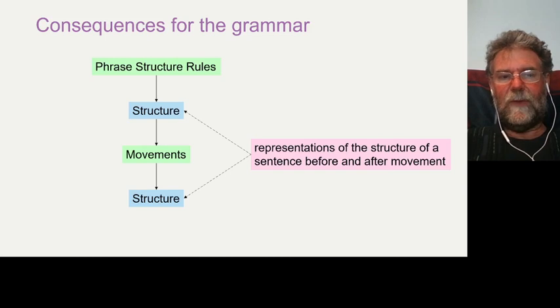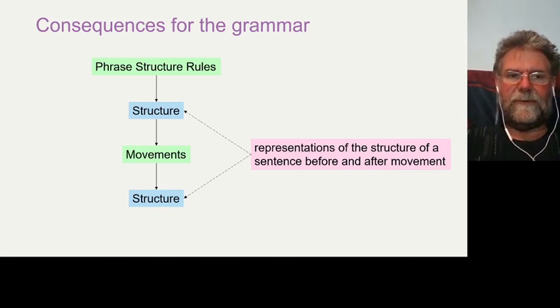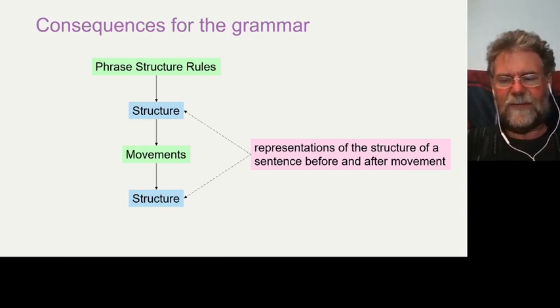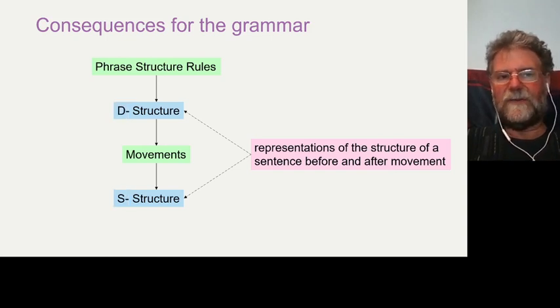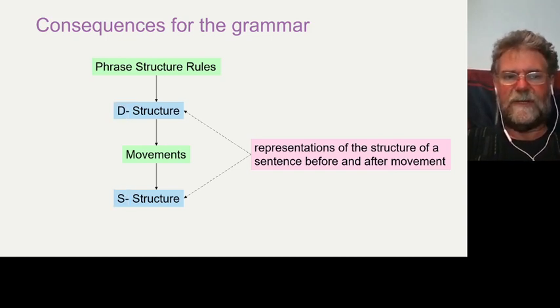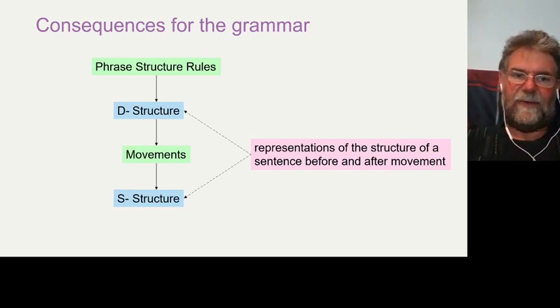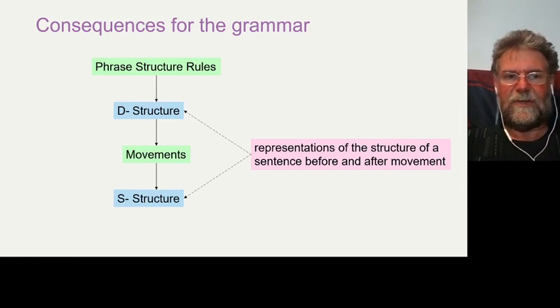So, essentially then, for every sentence, there's going to be a way of representing the structure of the sentence before anything moves, and we're going to have a way of representing the same sentence after movements have taken place. In order to separate those two, we call them different things. We call the kind of structure you get before movements D structures, and the kinds of structures we get after movements, we call S structures. And every sentence has a D structure and an S structure representation.